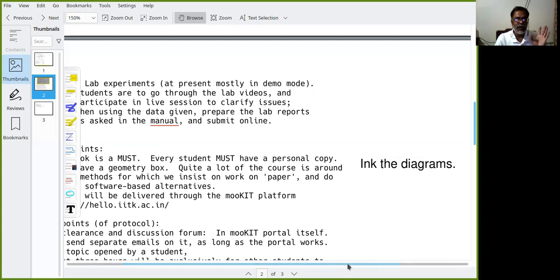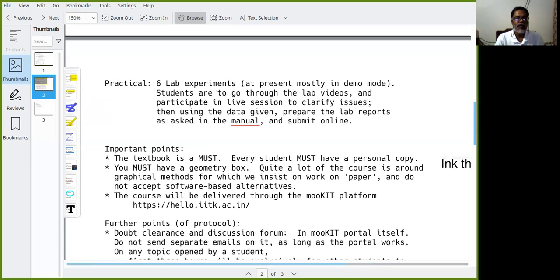Okay. So inking the diagram is something which you must keep in mind before you scan. And after you scan, you should see how the scan has come. And this is something which you know by now.